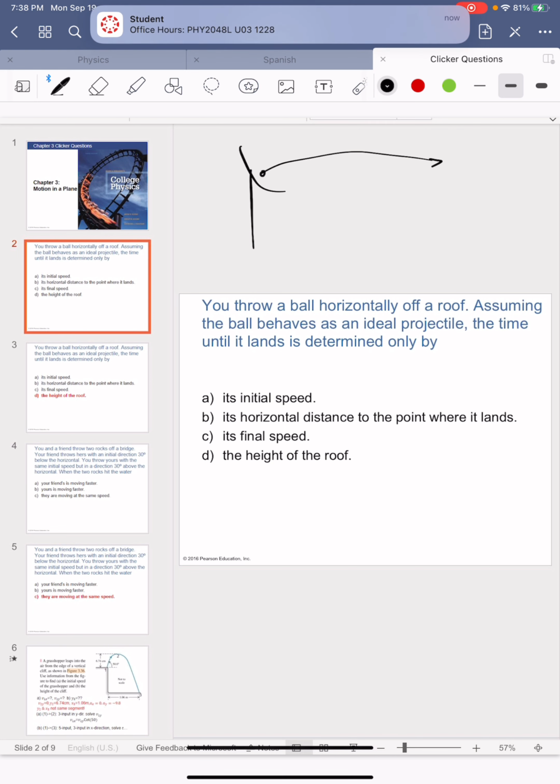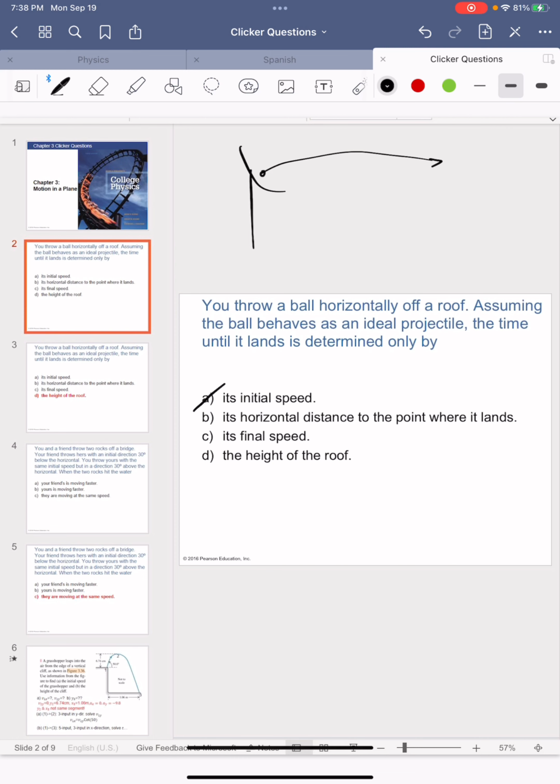So initial speed, no, right? Because the speed is gonna change, so it doesn't really affect its horizontal distance to the point where it lands. Maybe I would go to the next. See, its final speed. Final speed also doesn't really affect, right? Because it's already at the end. So how does it affect the ball? It doesn't. So the height of the roof.